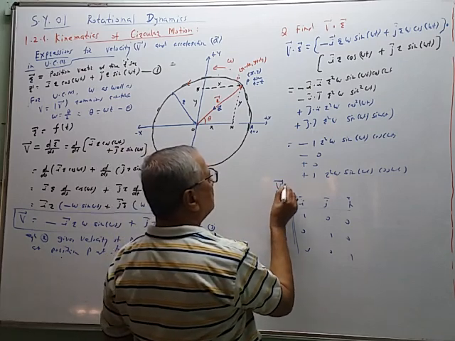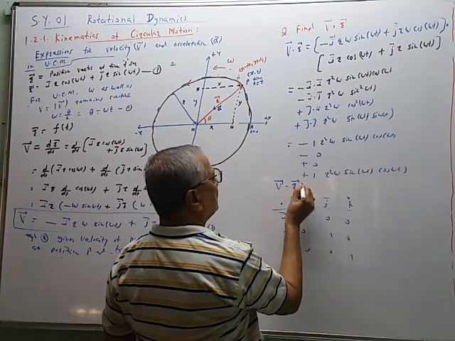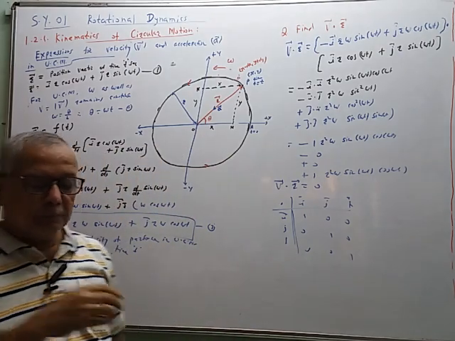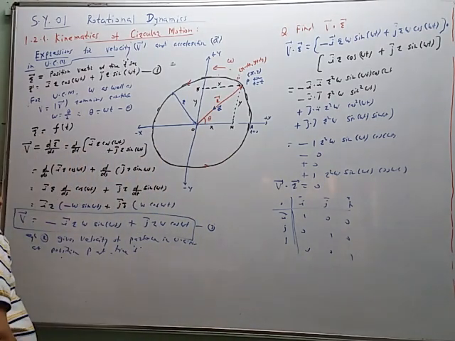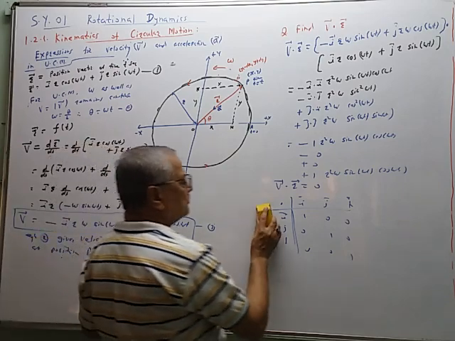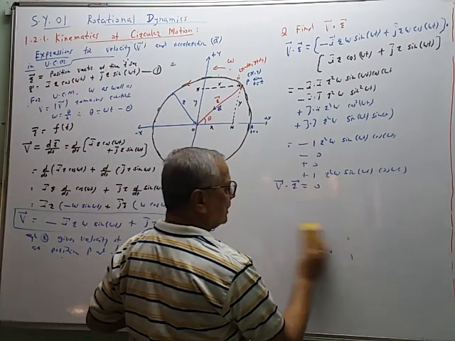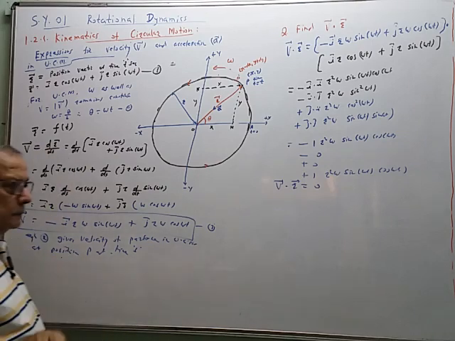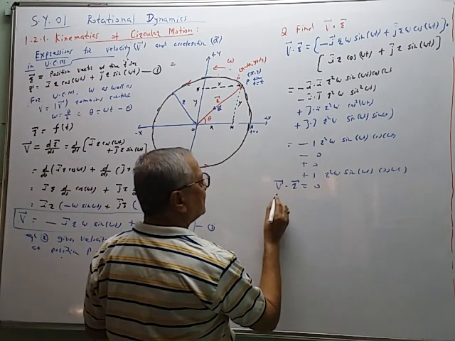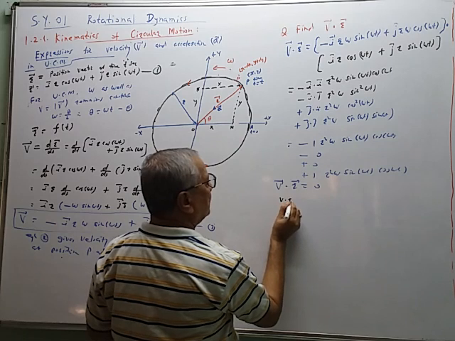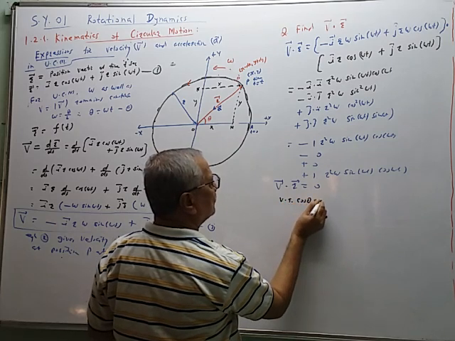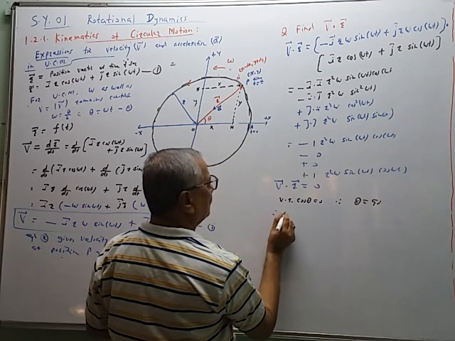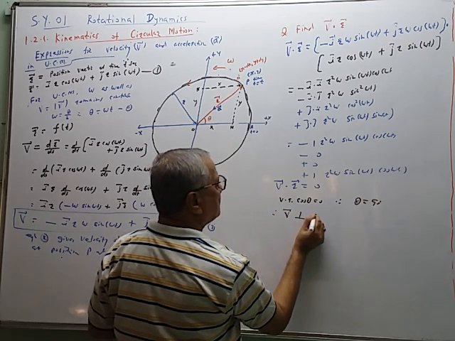So what is the result that we have obtained? V dot r is equal to 0. We know the properties of scalar product. If the dot product of two vectors is 0, then the two vectors are perpendicular. So what is the conclusion? V dot r is equal to 0, therefore V into r into cos of theta is equal to 0, therefore theta is equal to 90 degrees. Therefore V is perpendicular to r.